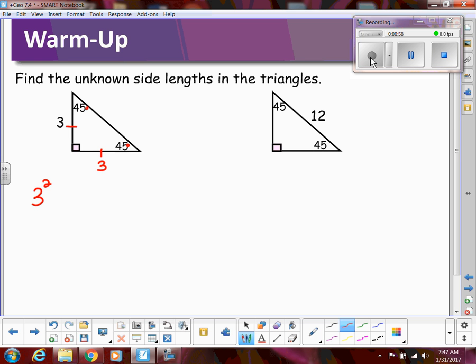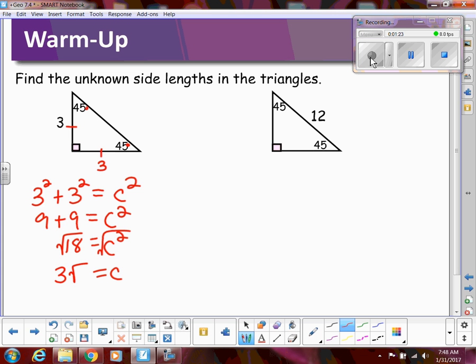So if you paused it, then you did a squared plus b squared equals c squared. 9 plus 9, which is 18. And here I want you to keep it as a reduced, simplified square root. So when you take the square root on both sides, simplify the square root of 18 to be 3 root 2. And if you need to, go back to the beginning of first semester to refresh how to simplify square roots. So this hypotenuse is 3 root 2.